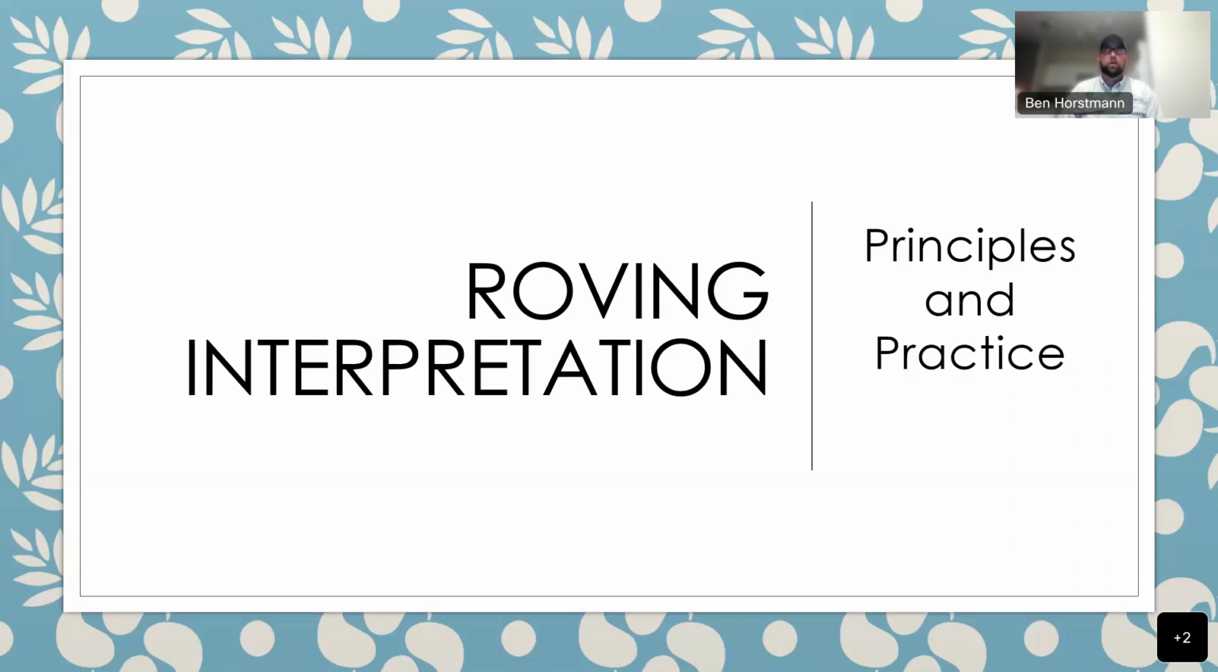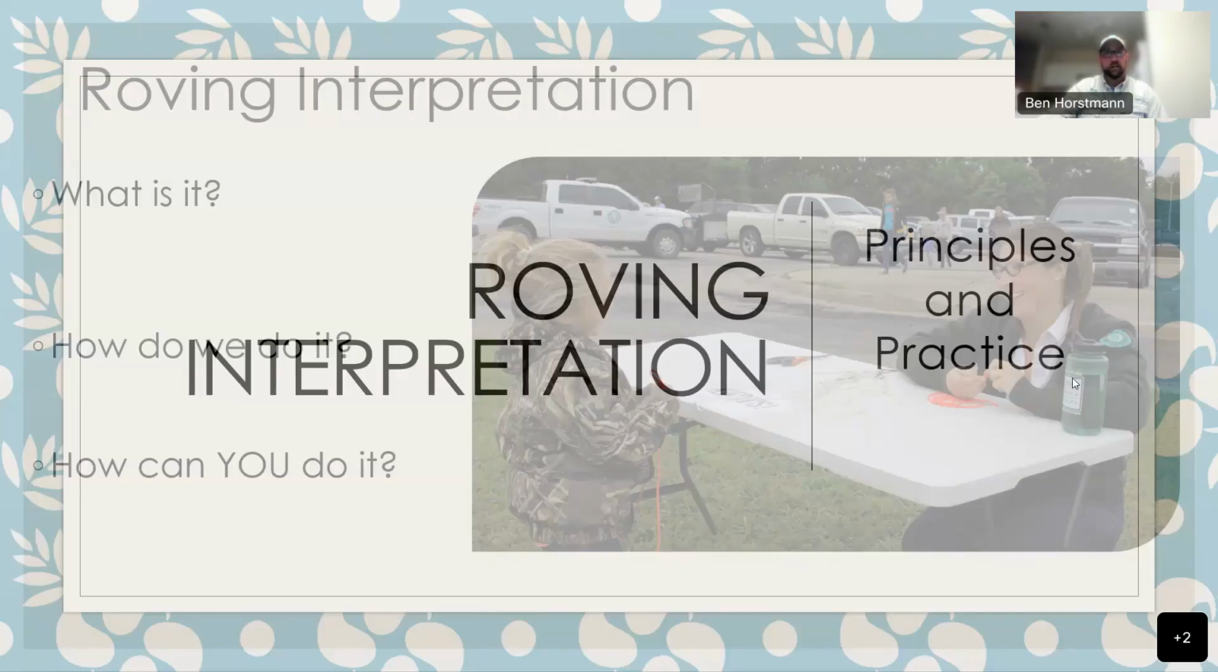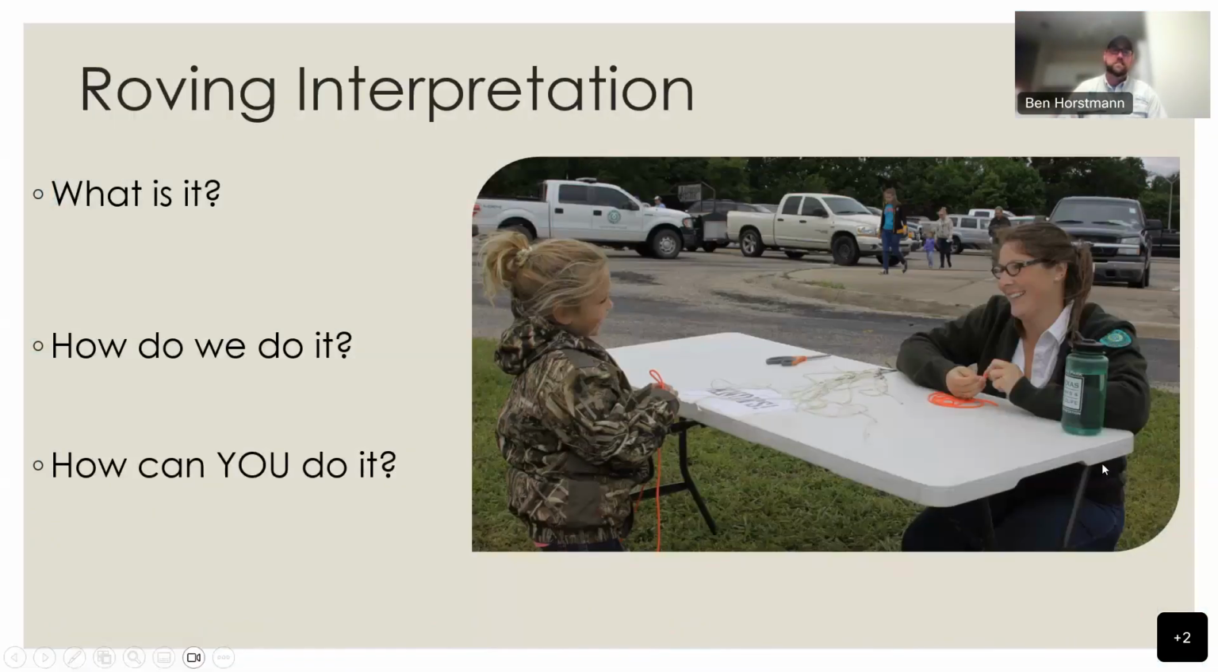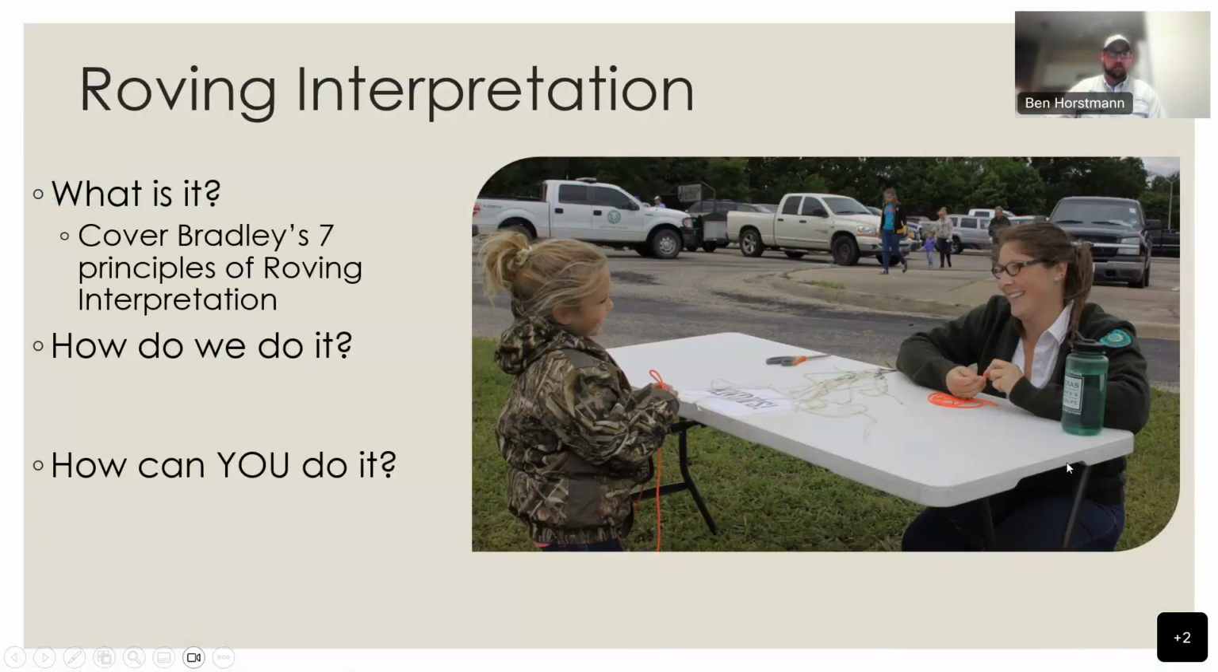And what we leave off a lot of times is the little stuff. And when we go through this, I'll give you some of the reasons why we talk about roving interpretation. We'll talk about what it is using Bradley's 7 principles of roving interpretation.